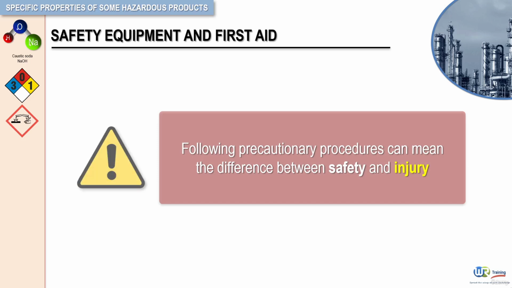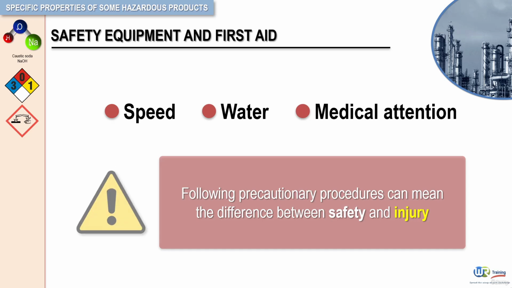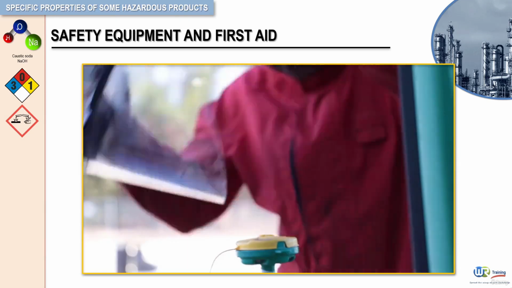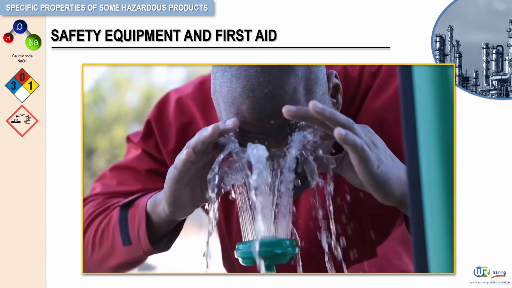There are 3 important points to remember when dealing with caustic solution exposure. These are speed, water, and medical attention. The sooner caustic is flushed off the skin or out of the eyes with water, the less chance of a chemical burn or permanent vision damage. If your eyes are exposed to a caustic solution, quickly get to an eye wash fountain. Every second counts. Begin flushing your eyes immediately.